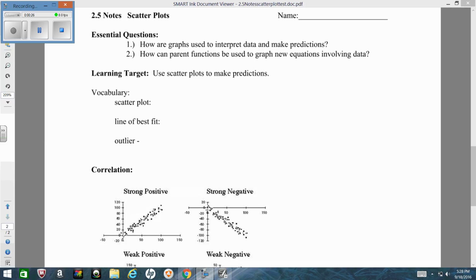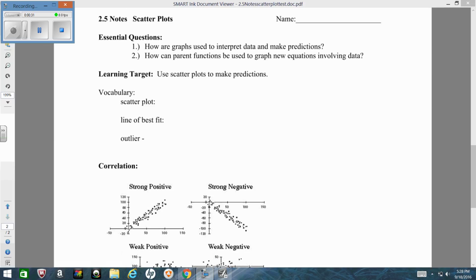The other is premiums for health insurance. Health insurance agencies are going to use it to calculate premiums based on how many people are going to the doctor, what they're spending, that data going up and down. Essential question number 2: parent functions being used to graph new equations involving data. We'll talk about that when we get to 2.7. Our learning target is using scatter plots to make predictions.